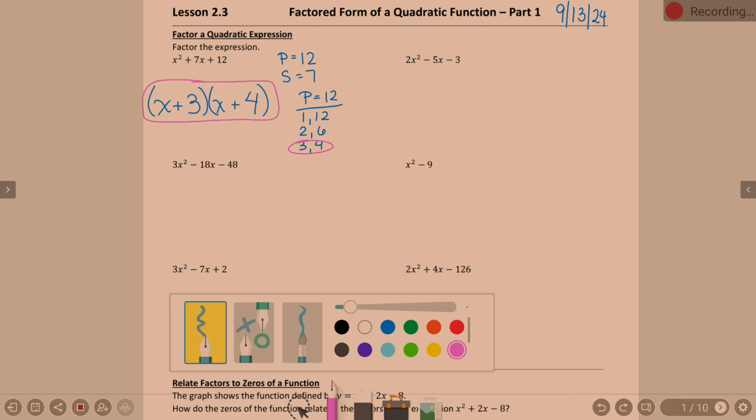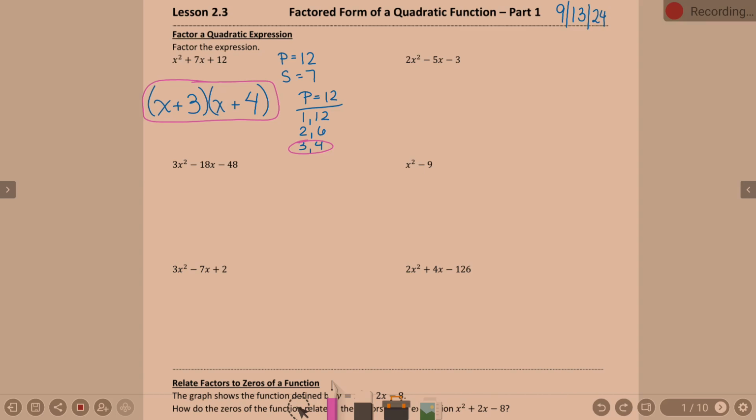Now, I wrote mine as x plus 3 first and then x plus 4. Does it matter if you wrote the x plus 4 and then the x plus 3? It does not matter the order you put your parentheses as long as you have the same 2 parentheses. Even Savas doesn't care which order you put it in. Okay? There are actually things Savas is somewhat flexible on occasion.